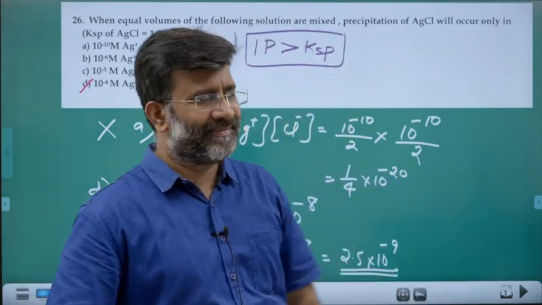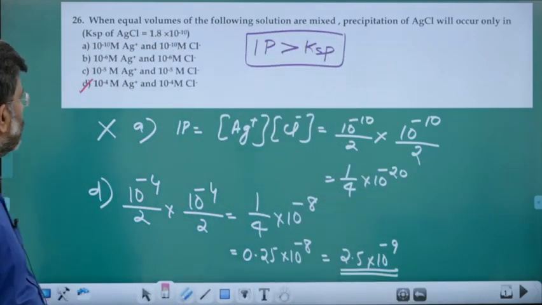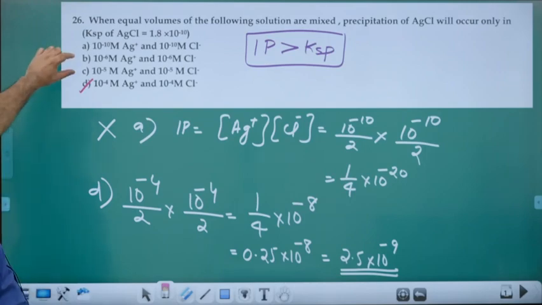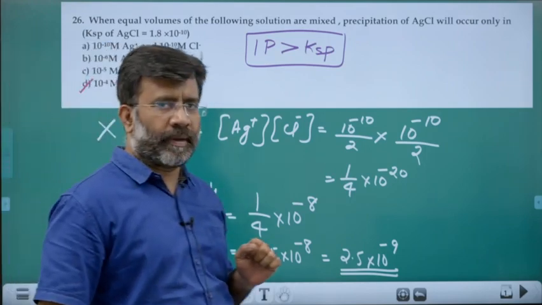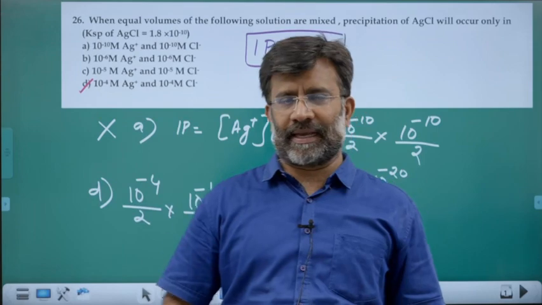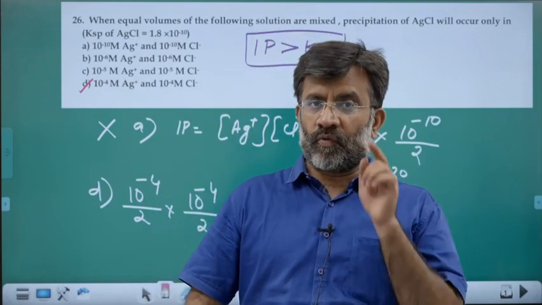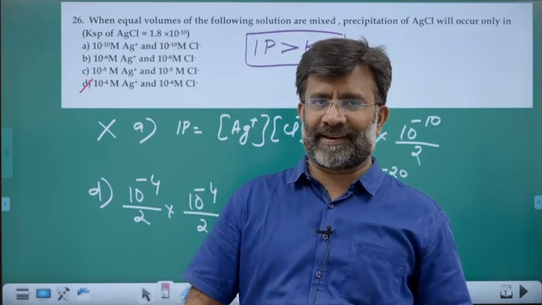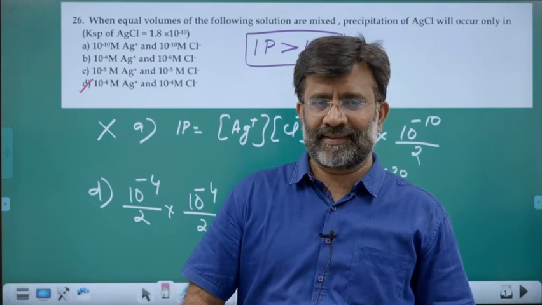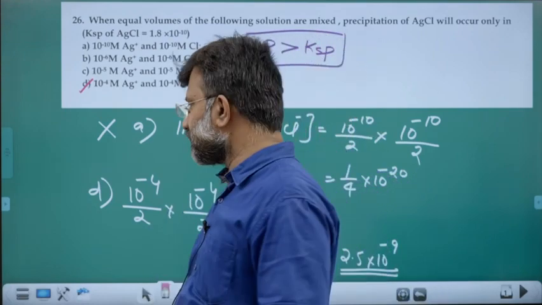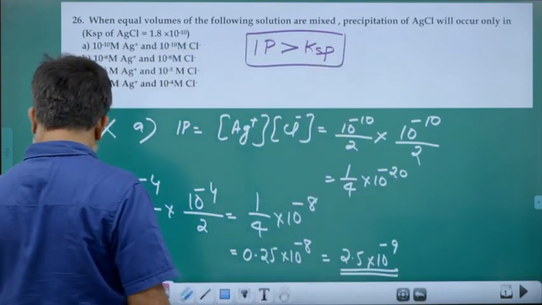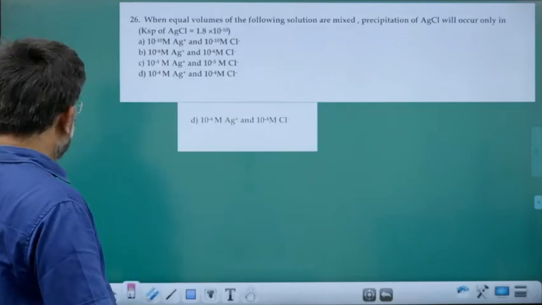Okay? Next question. You may kindly verify option B and C like this and examine why there is no precipitation. Right? There will not be. You try. Next. Option D only.